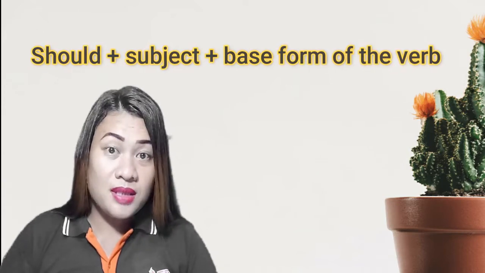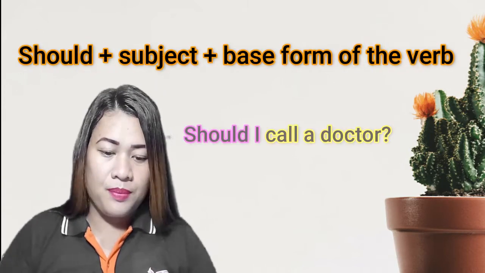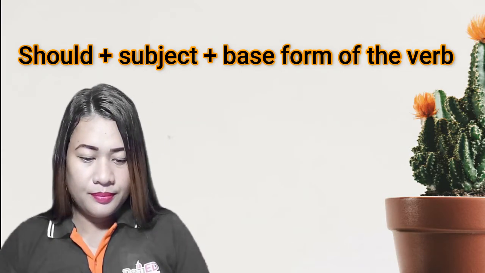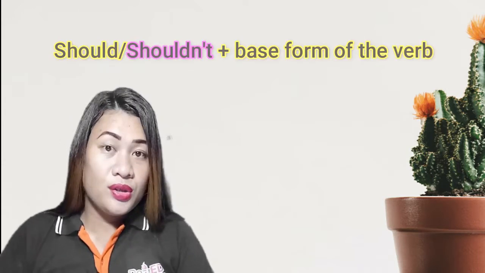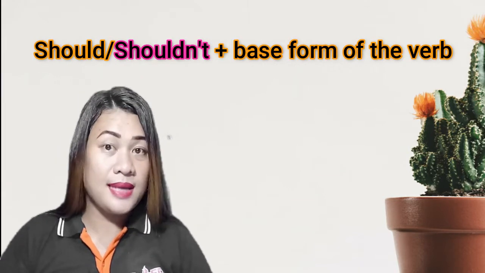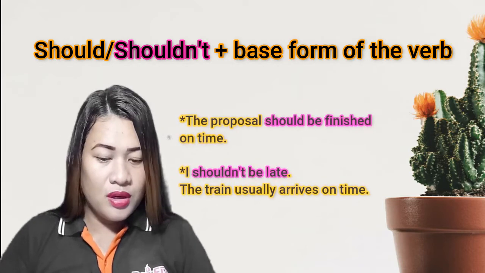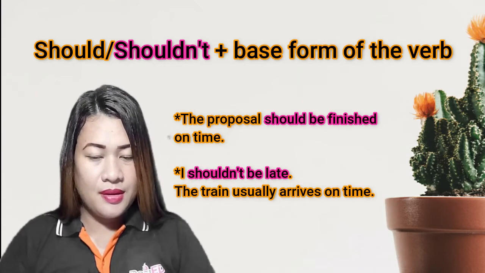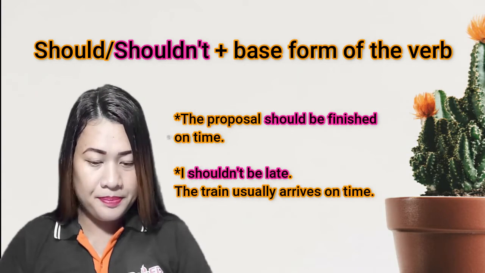here is the combination. Should plus subject plus base form of the verb. Example, should I call a doctor? A prediction or expectation that something will happen. This is the combination you're going to construct. Should or shouldn't plus base form of the verb. Example, the proposal should be finished on time. I shouldn't be late. The train usually arrives on time.